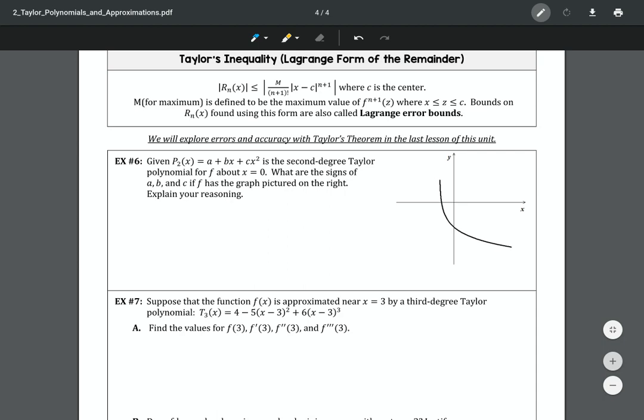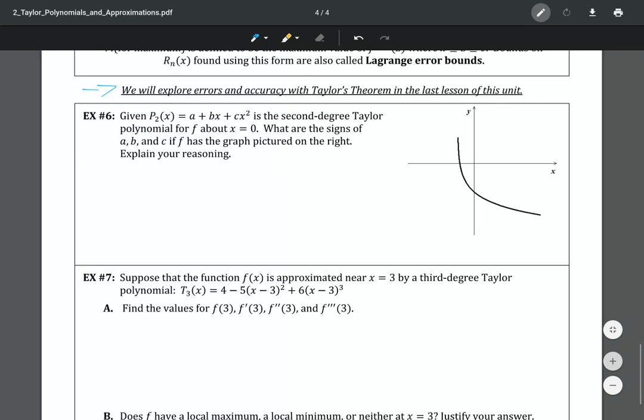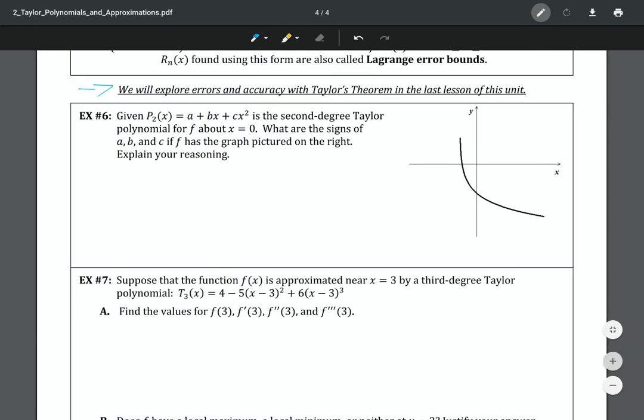And it even tells you right here, we will explore the errors and accuracy with Taylor's theorem in the last lesson of this unit. So let's not do it for now. All right, so let's take a look at this.